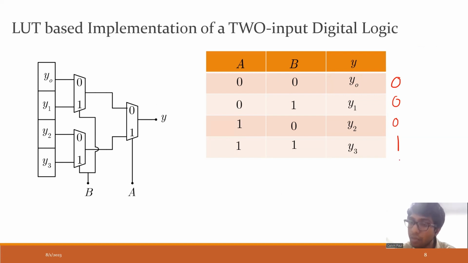Then it will implement an AND gate. But in case this was 0, 1, 1, then it will implement an OR gate. So there is only one table. At a particular instant, it is programmed for only one table. But if I want to change the function, then I have to reprogram the bits. I have to change the bits.